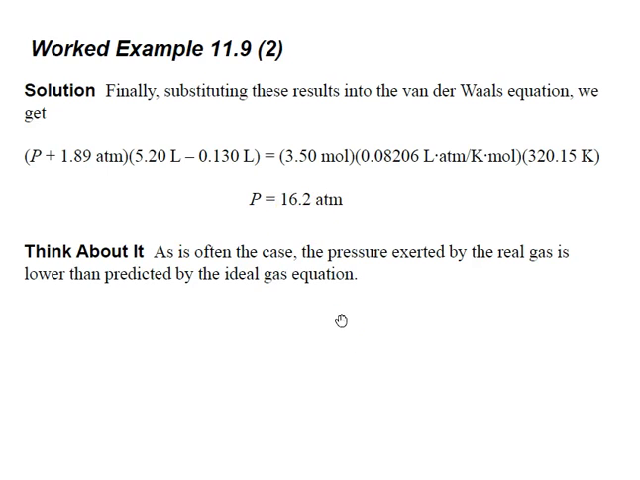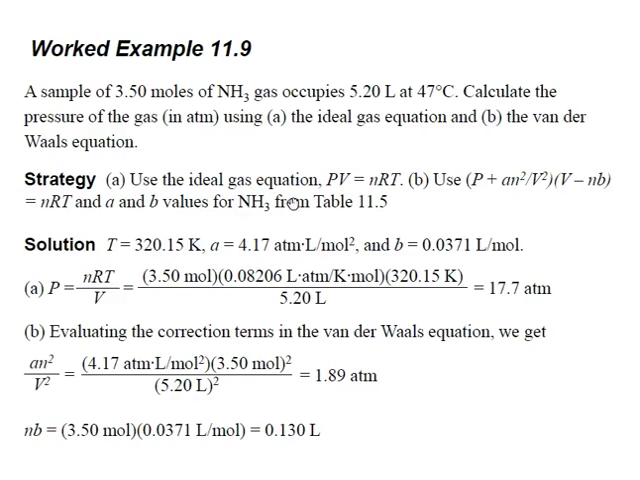The usual trend, as it's listed here in the think about it, says, as is often the case, the pressure exerted by the real gas is lower than predicted by the ideal gas equation. And that's just because of external influences. It'll lower the pressure slightly. So we're comparing 16.2 to 17.7.